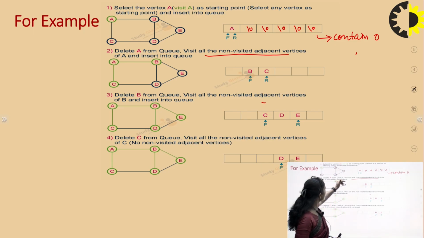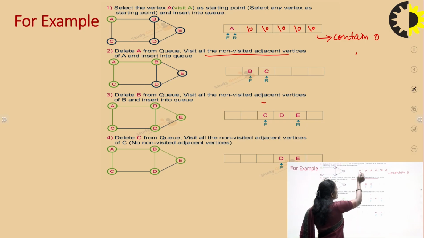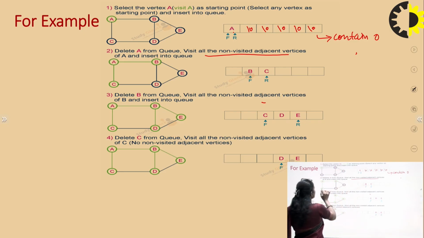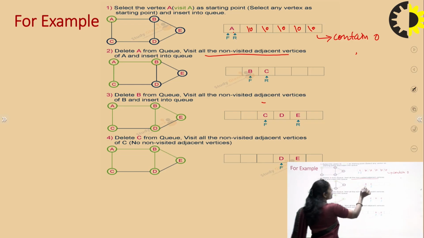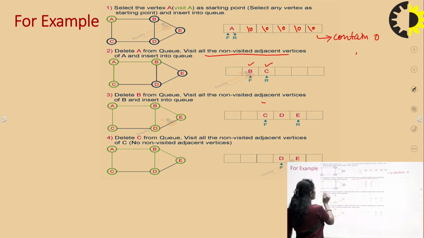So if we have deleted A, that means I have to visit the adjacent nodes and adjacent vertices. The adjacent vertices of A are B and C. So basically B and C are added in the queue. Next, delete. That means I have no other vertices to visit here. So we will move on to the next node.